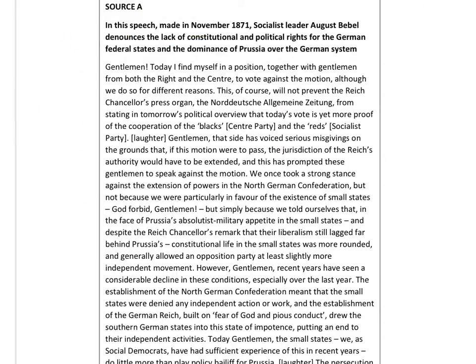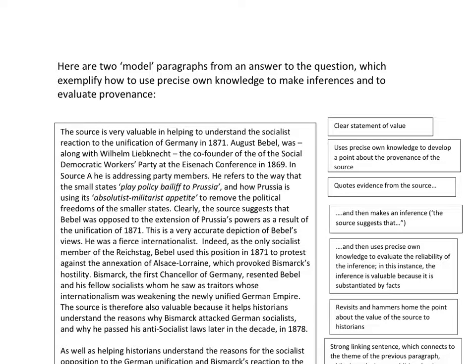We'll just scroll down and go to the second page. Bear with me, there it is. Okay. So what you can see here, I'll just pull back a little bit so you can see the big picture. I've written 2 paragraphs. Okay, this is not the whole answer. I've just written for you 2 paragraphs that exemplify how to make inferences using precise own knowledge and how to use precise own knowledge to evaluate provenance.